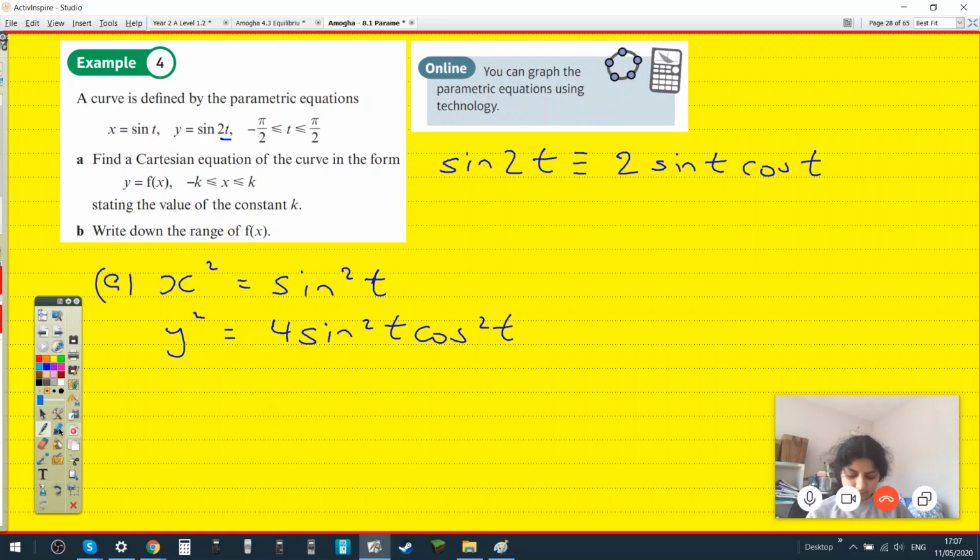Yeah, I was thinking you could sub one into the other, like 4x squared cos squared t. Oh yeah, that makes sense. Well, it still has a t in it, and it's not supposed to. Cos squared t. What can we do about this t? For the cos squared t, you can just do like 1 minus x squared. Ah, yeah, that's 1 minus sine squared. Yes.